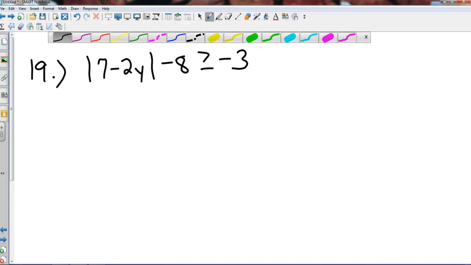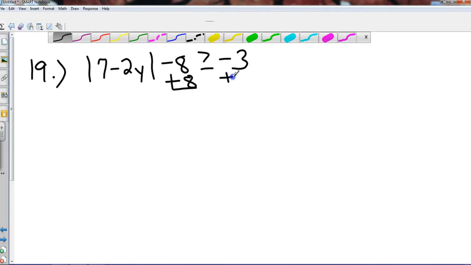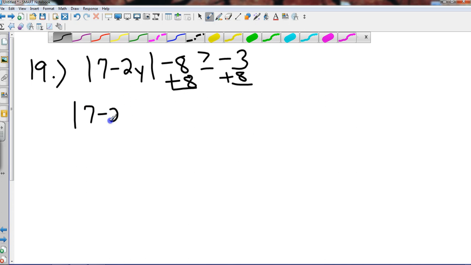However, we have to take care of the negative 8 first. We have to move it to the other side by adding it. So now that changes everything. Because now my equation is 7 minus 2y is greater than or equal to 5. And that's not all real numbers. Because not all answers are greater than or equal to 5. They could be 0, 1, 2, 3, or 4.